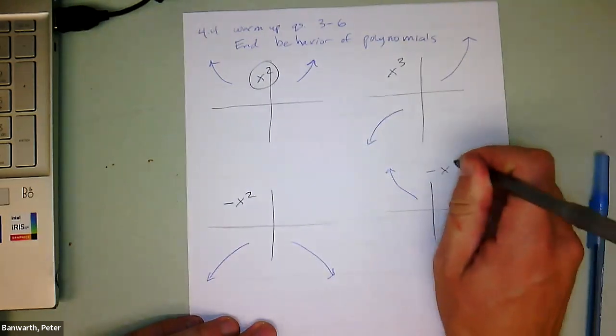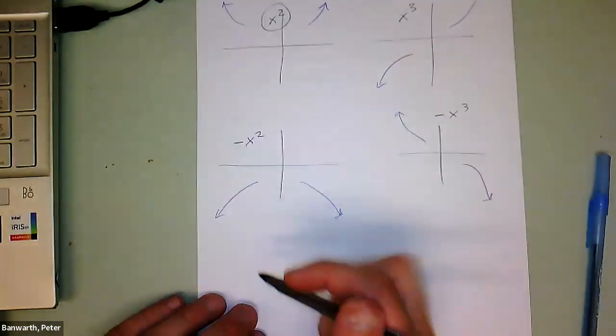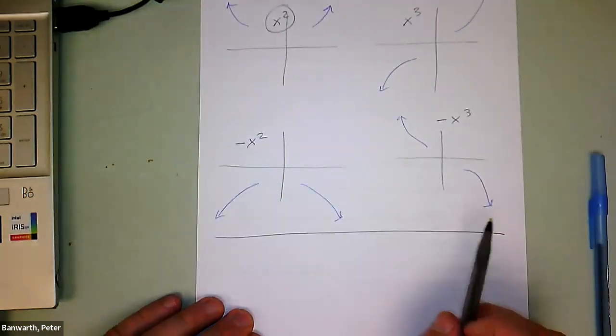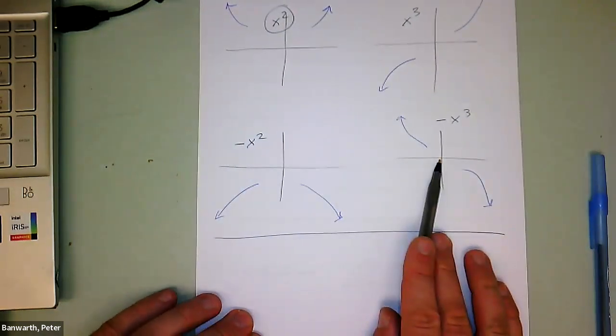And this one looks like minus x cubed. So any polynomial, no matter how much is going on, is going to end up, when you get far enough out, looking like one of these four.